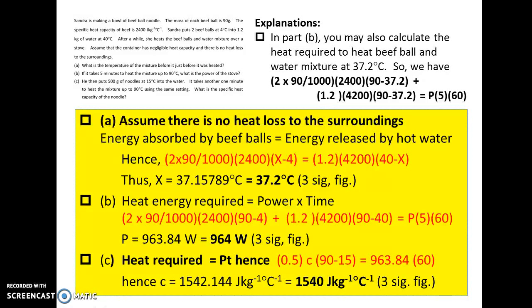In part C then, we add noodles at 15 degrees Celsius to the water, and then it takes another 1 minute to heat the mixture up to 90 degrees Celsius again. Note that for this part of the question, you may just ignore the beef balls and the water, and by just looking at the noodles at 15 degrees Celsius, you may find the heat required, and it is given by the heater. And in this way, you may know the specific heat capacity of the noodles.